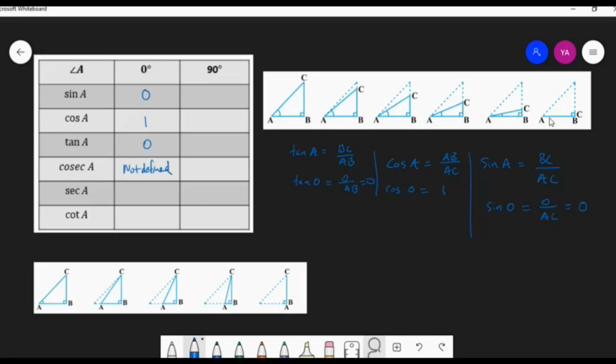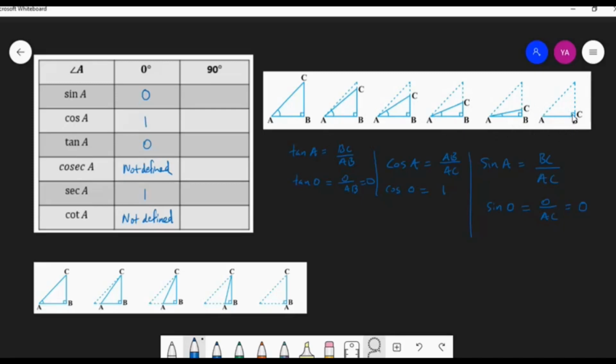Then what about sec? Sec is the reciprocal of cos A. Cos A is 1, so the reciprocal is 1 itself, right? So sec 0 is equal to 1. Then what will be cot A? Cot A is the reciprocal of tan A. Tan A is equal to 0, so the reciprocal of 0 means 1 by 0, and 1 by 0 is not defined. So cot 0 is not defined. I repeat again: using this sequence of triangles, we have made some imagination about the trigonometric ratios of angle 0 degree, where in the last triangle the angle A becomes 0.